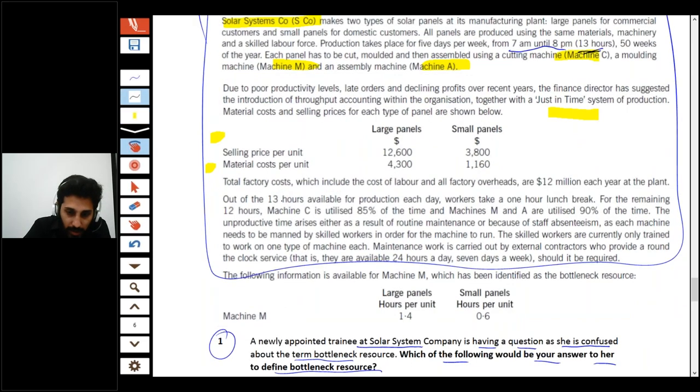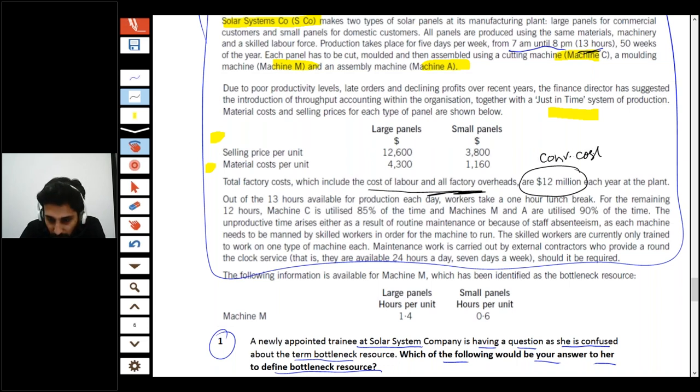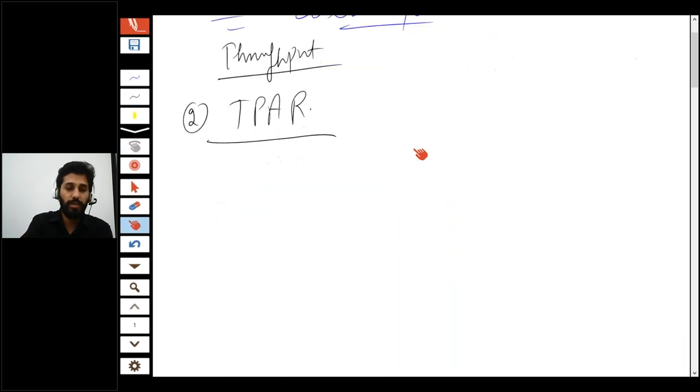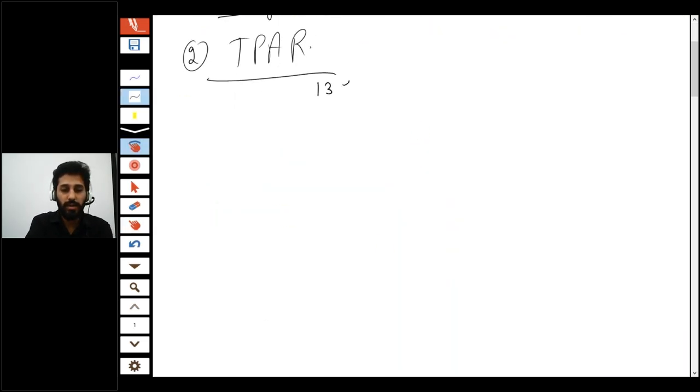Here, out of this is 12 million, the cost of labor and all factory overheads. Now that means it is the conversion cost. Out of 13 hours, workers take a 1 hour lunch break. Remember, we always need the active hours. So there are 13 hours minus 1 hour break. So that means 12 hours I need actively.